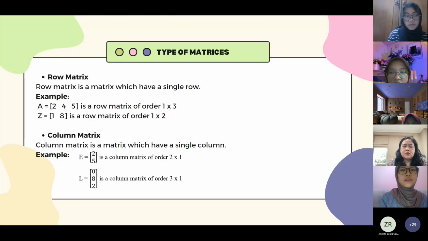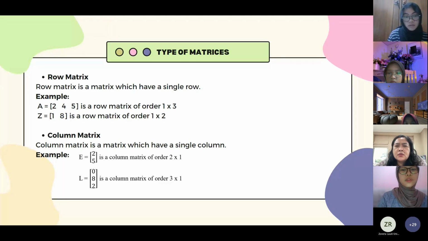The first type of matrix is the row matrix. A row matrix is a matrix which has a single row. For example, like this, A = [2 4 5] is a row matrix of order 1 by 3. Z = [1 8] is a row matrix of order 1 by 2.